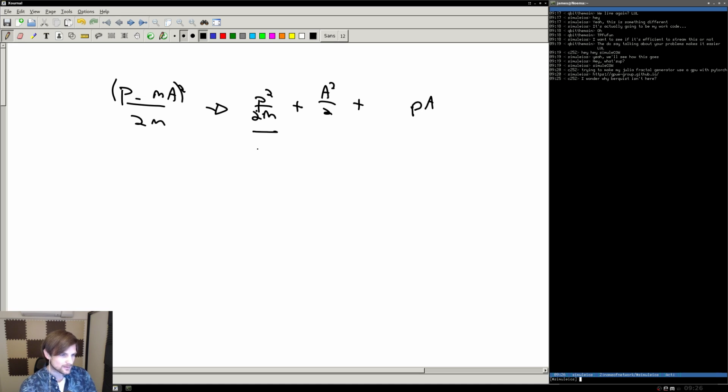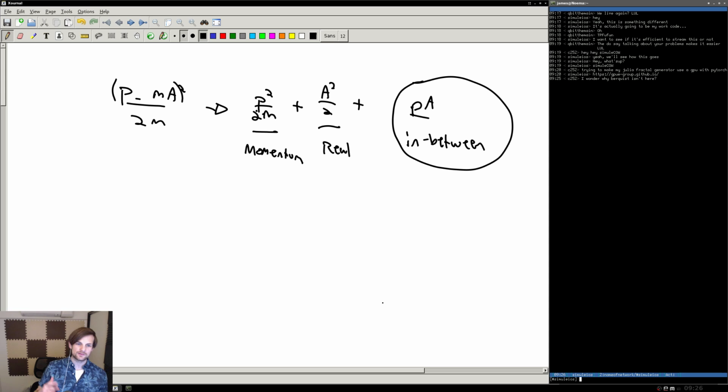So the p squared term is entirely in momentum space, the A squared term is entirely in real space, but this pA term is somewhere in between momentum and real space. And this one is a pain in the butt to deal with, because it means we need to take our wave function, which is complex, with imaginary and real components, and perform a one-dimensional Fourier transform along two-dimensional data. We perform a Fourier transform along x or along y, such that we can bring our system into a mode that we can multiply by pA_x or pA_y.